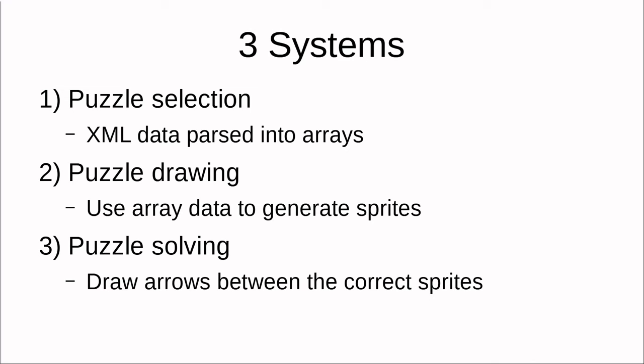Then it will check whether or not that arrow is the right answer or the wrong answer. And then it'll also check if all of the arrows have been drawn so that you know when the puzzle is over. This is a pretty simplistic overview of these three systems. There are complications within each system that I'll probably talk about some other time, I'm sure. But for now, this is just an overview.